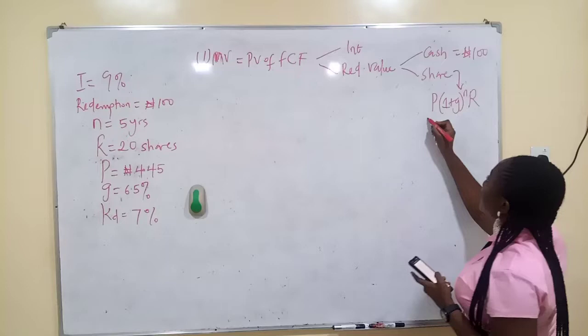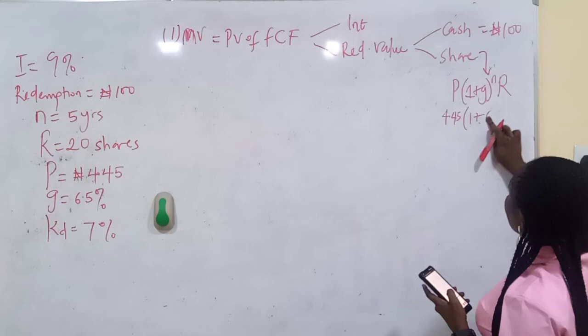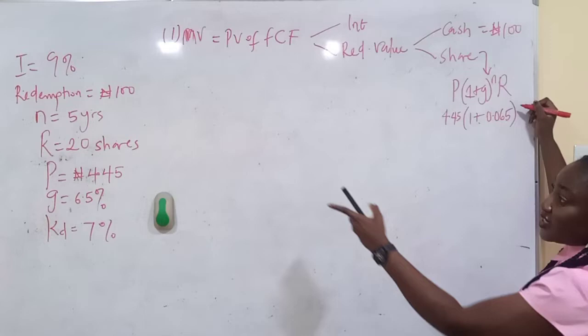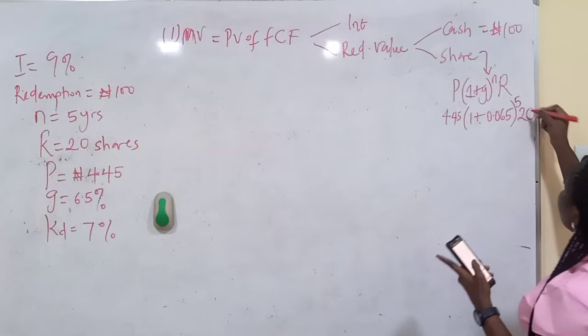So we have 1.45 into 1 plus what is the growth rate? 6.5%, so 0.065, because 6.5% is 6.5 over 100. How many years? 5 years to redemption. How many shares did they say? 20 shares. As in 20 shares on conversion.